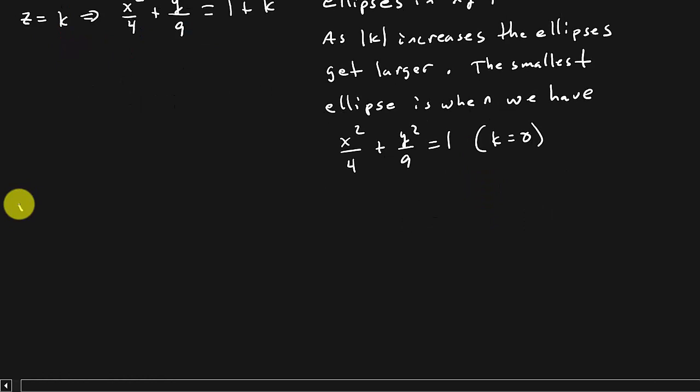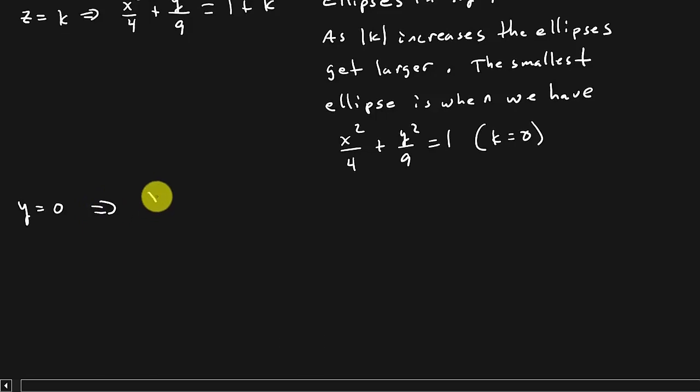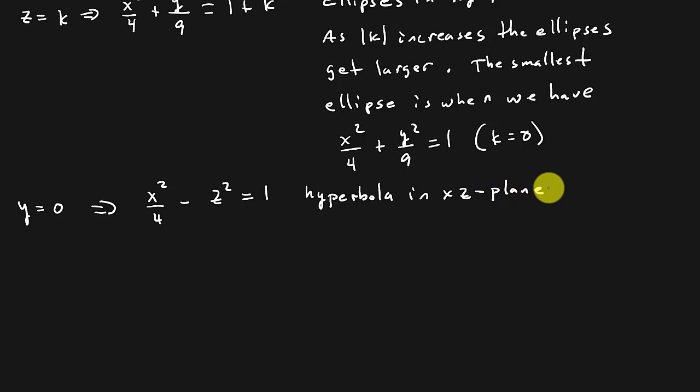Now, what if I have y equals 0? Okay. So if y equals 0, I get what? I get x squared over 4 minus z squared equals 1. All right. So what is this trace? This is a hyperbola in the xz plane. See, all we're doing here is getting these traces and then drawing a picture from that. Okay, it gives us an idea of what the shape looks like.